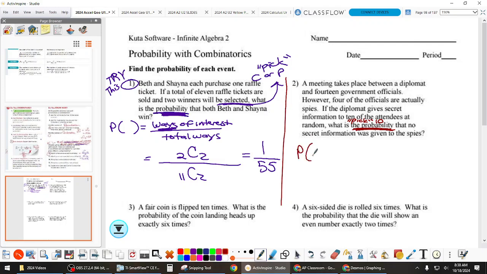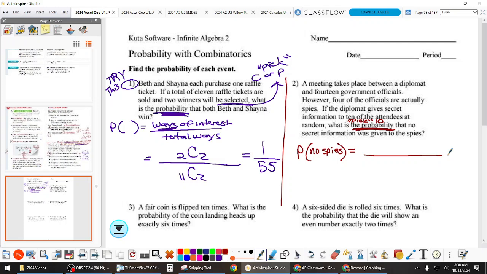So, probability, no information to the spies, so I'll just call it probability of no spies. And we know we need to do the total ways. You guys, I'm telling you that you should do the total ways first, not that you have to do it that way. It just helps frame what you're looking for when you start there. So, describe the totals. What are we counting as a total?